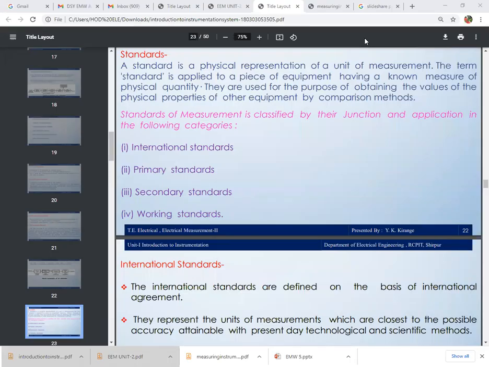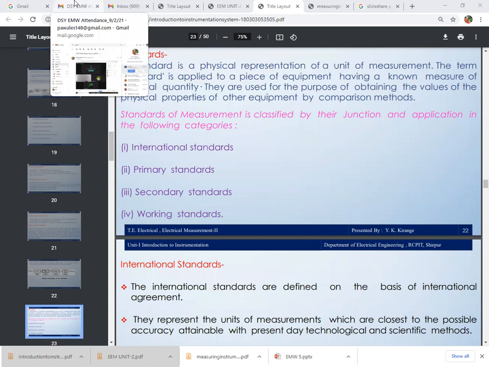Hello students, today we will see the next topic from the first unit. The topic is standards. There are different standards which are used in the measurement system. So firstly, we should know what is meant by standard.